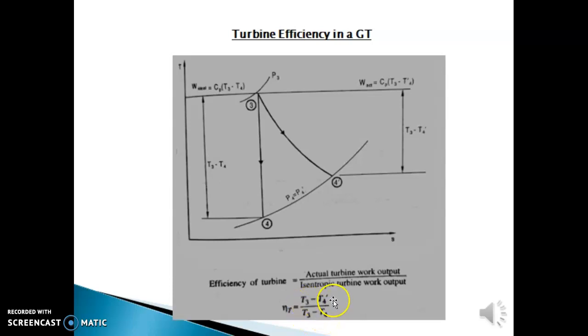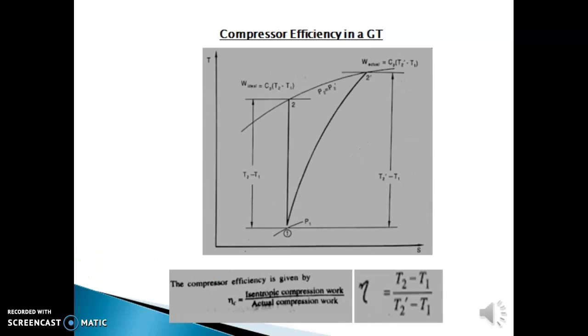Okay, that is the isentropic, the actual turbine, that is turbine efficiency. You can also define it as the ratio of actual temperature drop to isentropic temperature drop.